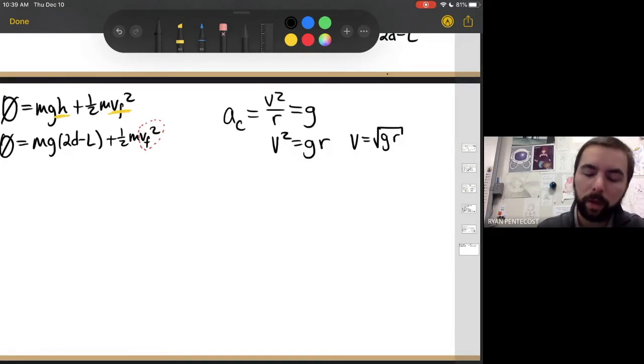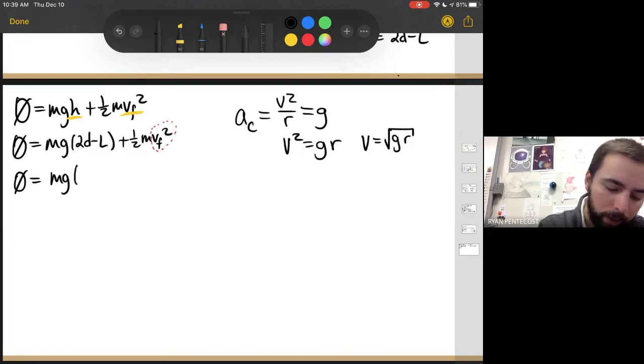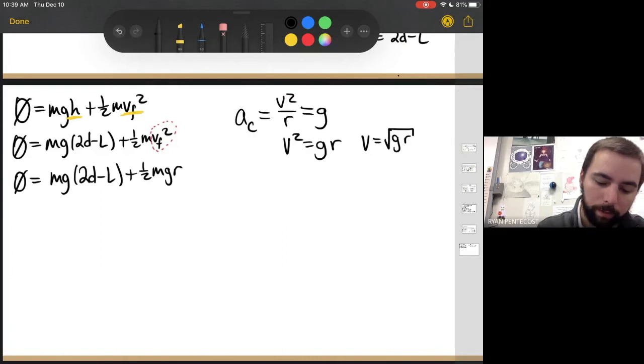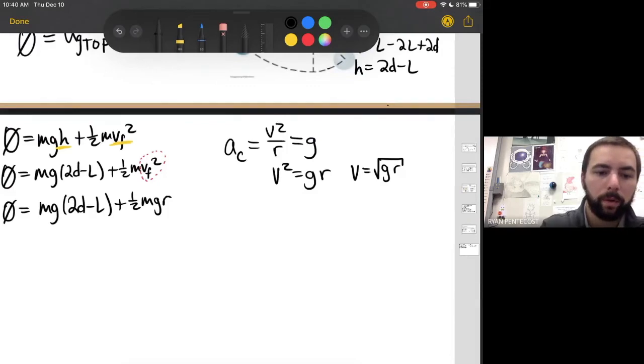So we'll say v squared is gr because we need to have that centripetal acceleration of at least g just to make it up to the top, right? So it needs to be at least g, because we're just figuring out if it's enough to swing the complete circle, right? So we'll put gr in for that. So we have 0 equals mg times 2d minus L plus 1/2 mgr. Okay, and we actually have r. R is L minus d. So let's go ahead and plug that in.